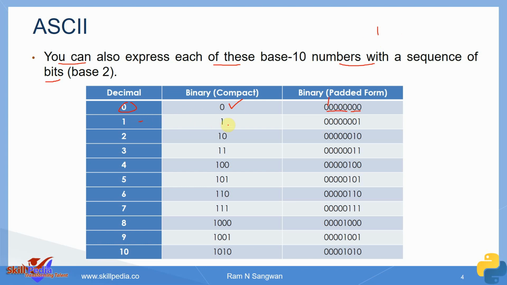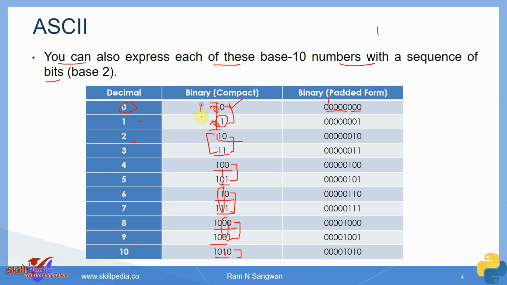So if you read in binary format, 1 is 1, 2 is 10, 11, 100, 101, 110, 111, 1000, 1001, 1010. The pattern is quite simple to find out. The last digit alternately changes 0, 1, 0, 1, 0, 1. The second digit changes after every 2 cycles. So here it is 0, 0, and here it is 1, 1. Similarly, next 0, 0, then 1, 1, 0, 0, 1, 1.